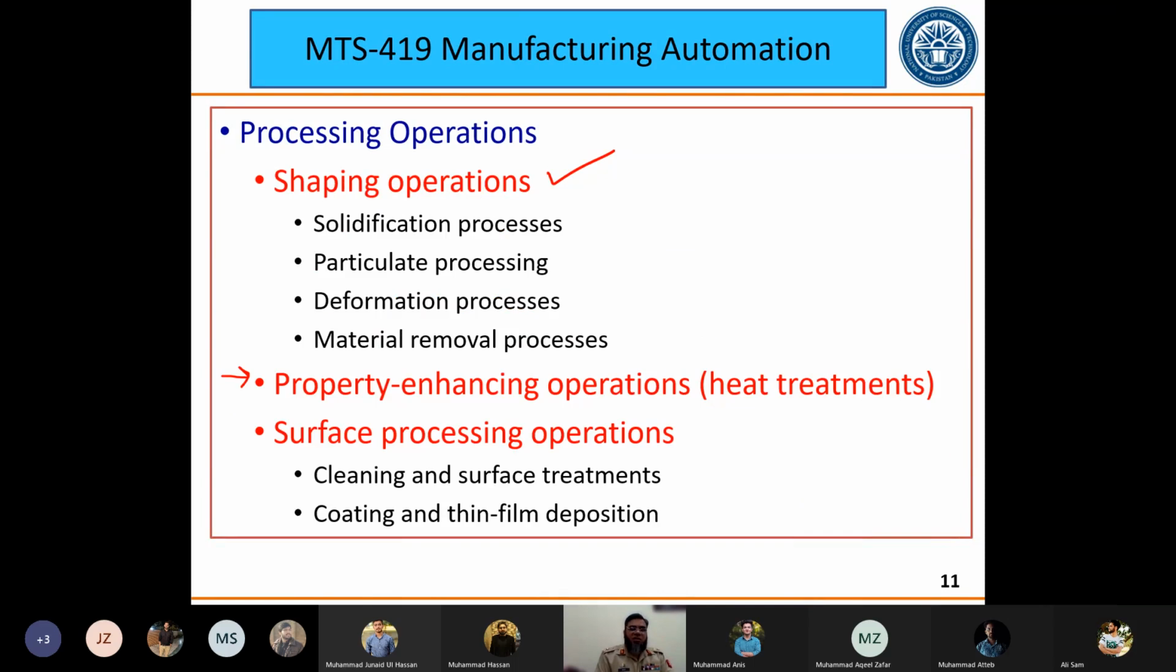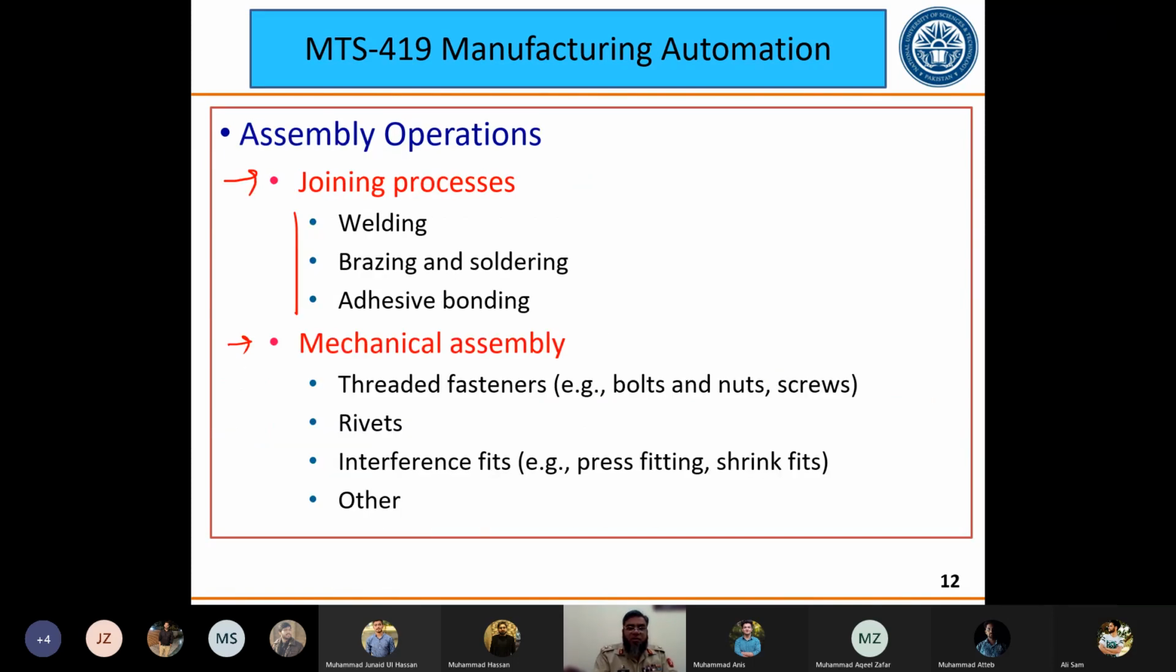Some of those are written here: solidification process, particulate, deformation, material removal, and then the property enhancement operations, which are done in the form of heat treatment. And then there can be surface processing operations, which would be cleaning the surface, treatments and coating, and thin film deposition. So these are the surface processes. Shaping processes are something which change the shape. Property enhancement is done through heat treatments, and then the finished product is painted or surface treatment is carried out.